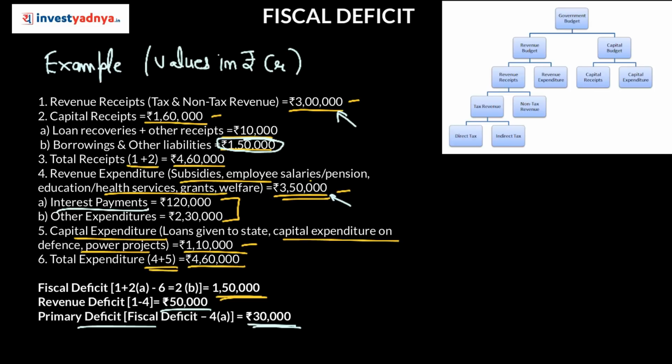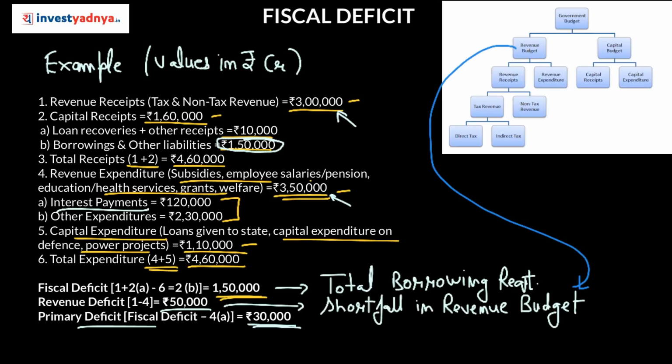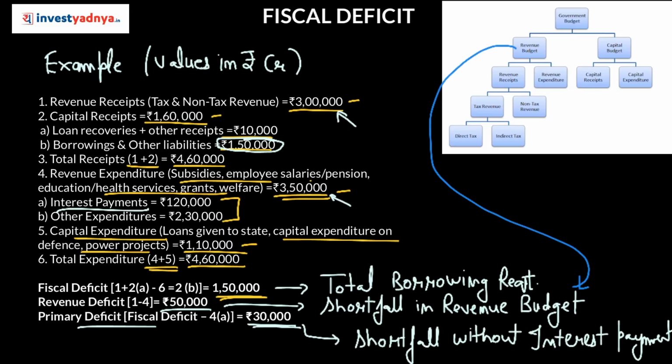So this figure shows the borrowing the government needs to make to meet the total budget shortfall. This shows the shortfall on the revenue budget of the government, which needs to be met by either borrowings or increasing capital revenue. And this figure shows the actual total budget shortfall if we don't consider interest payments on previous loans.